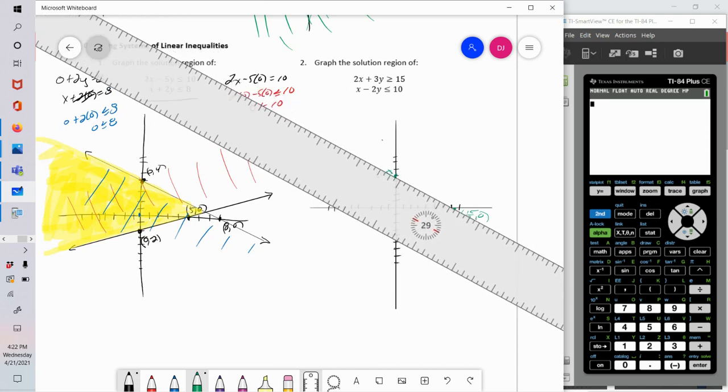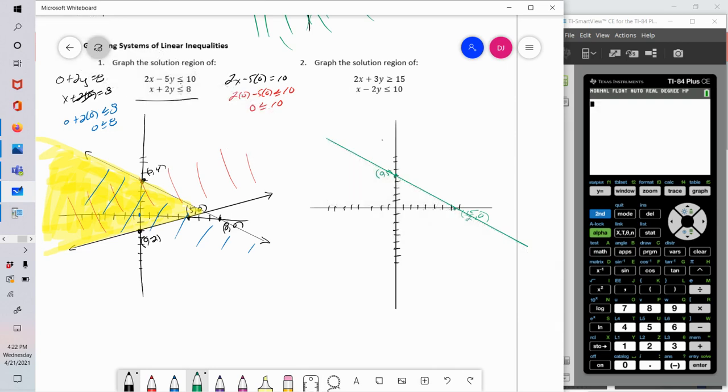Notice that both equations have an equal to. Therefore, both lines are going to be solid. Okay. And then now am I going to shade above or below? Picking the origin.